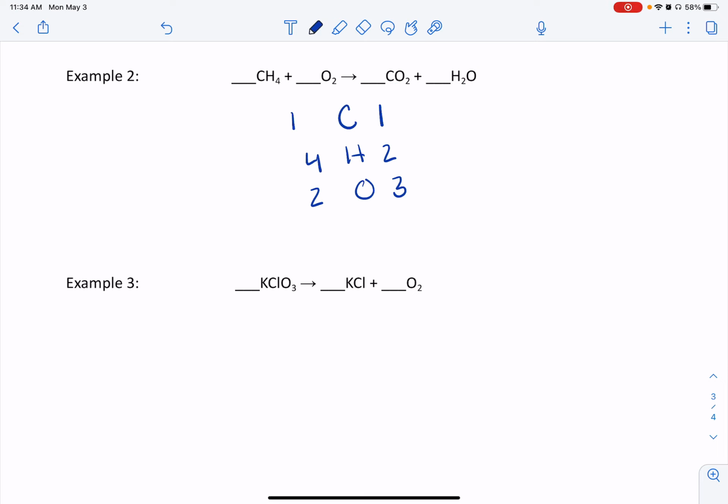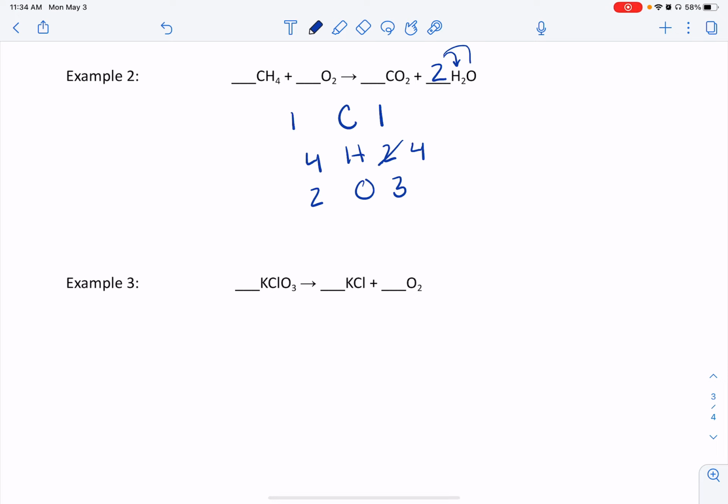Okay, now I want to balance this out. So my carbon is already balanced. And so let's start by trying to balance our hydrogen. Okay, so we have 4 hydrogen on the left and only 2 on the right. Okay, and so I need to find something times 2 that will give me 4. And that's going to be 2. So that means right in front of my H2O, I'm going to put a 2. And now again, I have to distribute that. Now 2 times 2 gives me 4 hydrogens.